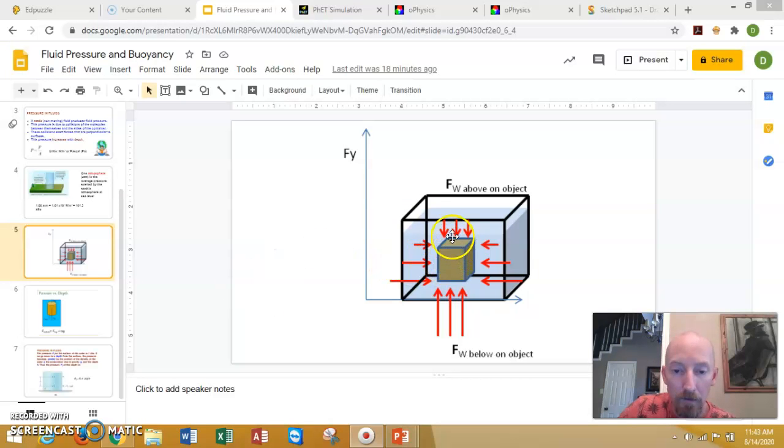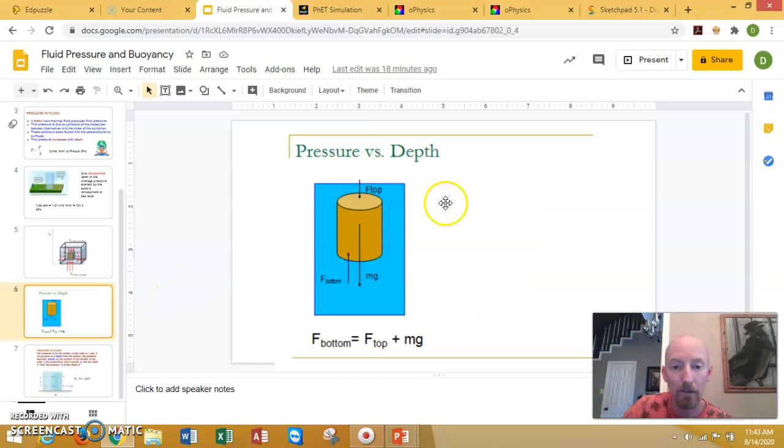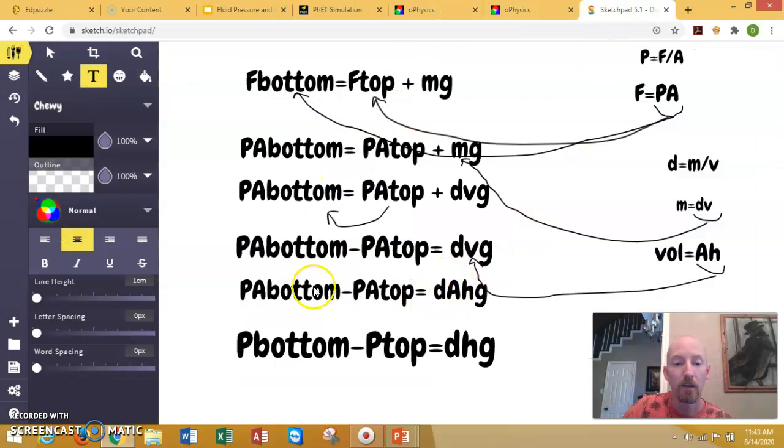The A's cancel because if you look at our little block here, you see that it's a square shape. Both the top and the bottom are the same, it's a block, so it's the same size. Even if I do something like this, it's a circle on top, it's a circle on the bottom. So the area is the same on both sides. So all the A's cancel. I have bottom pressure minus top pressure equals dhg.